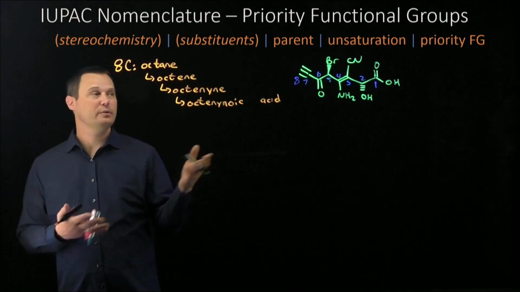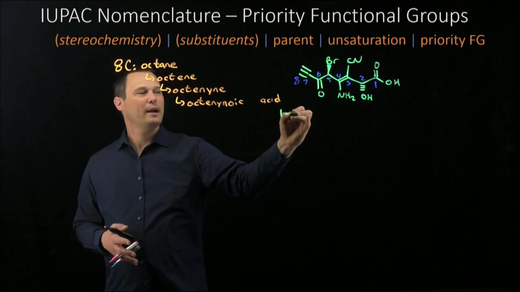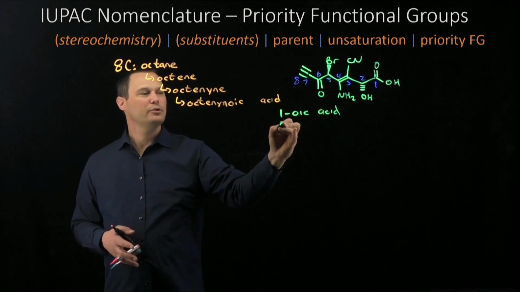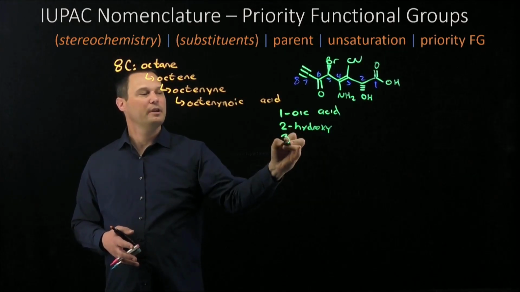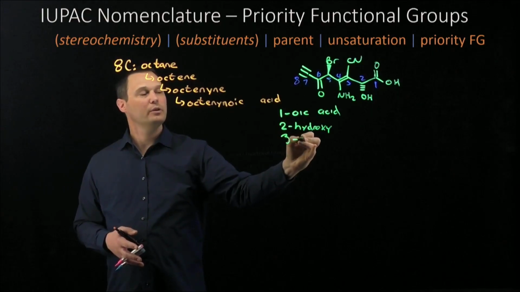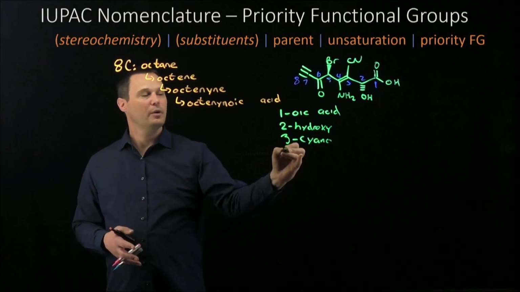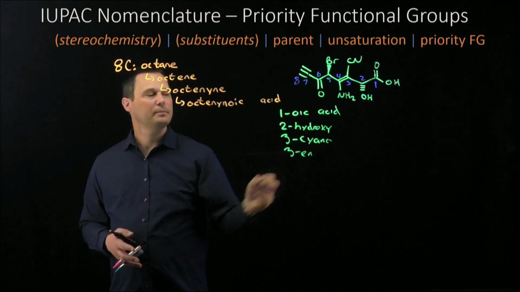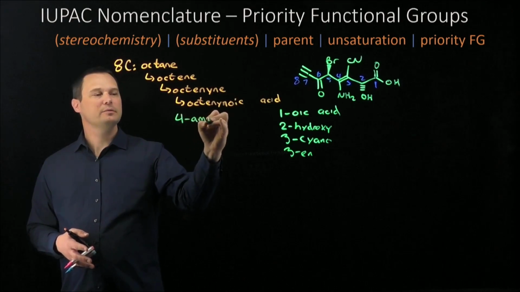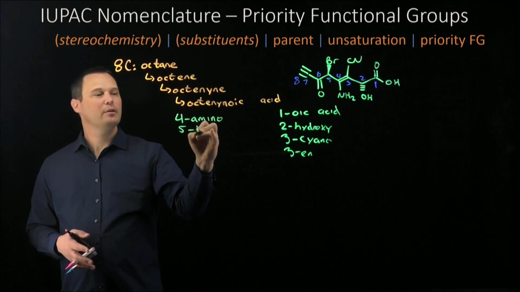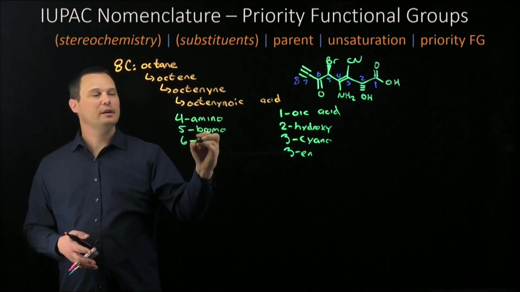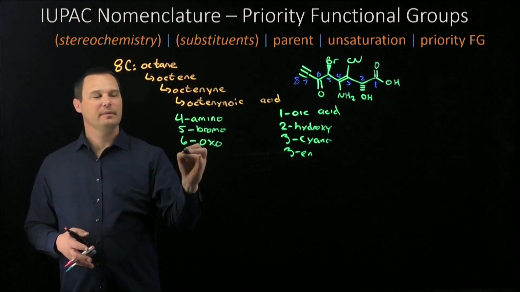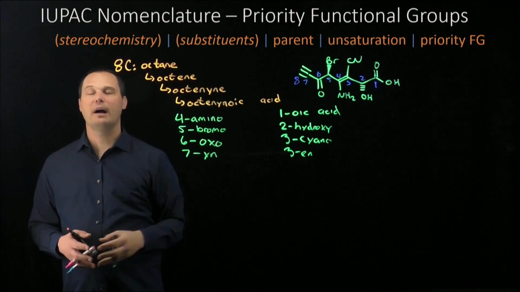Now we can list the substituents and their locations. On carbon 1, we have our carboxylic acid. On carbon 2, we have an alcohol. As a substituent, we call that a hydroxy group. On carbon 3, we have the nitrile. As a substituent, we call that a cyano group. Also on carbon 3, we have our alkene. On carbon 4, we have our amino substituent. On carbon 5, we have our bromo substituent. On carbon 6, we have the ketone. As a substituent, a ketone is named as an oxo substituent. And finally, on carbon 7, we have our alkyne.